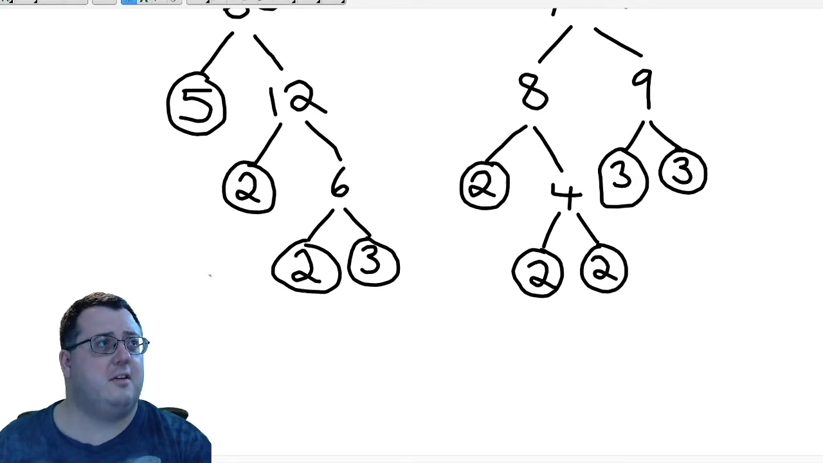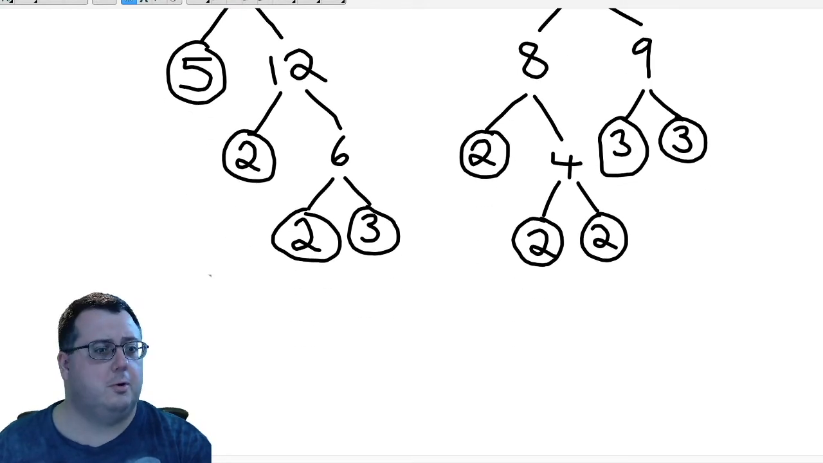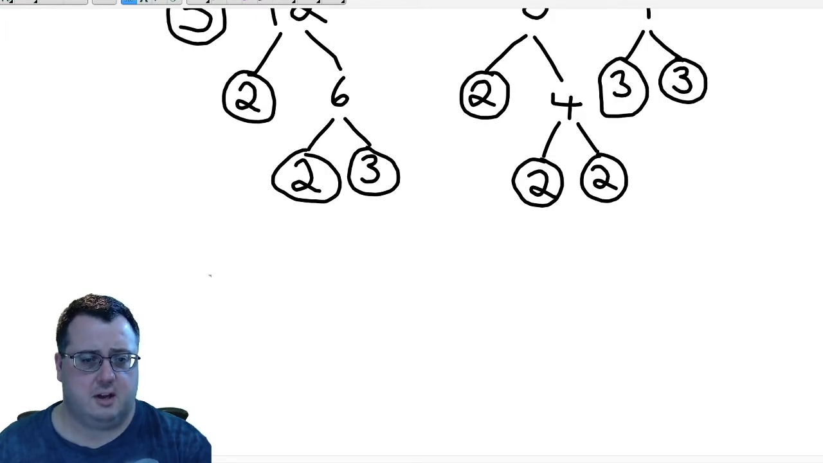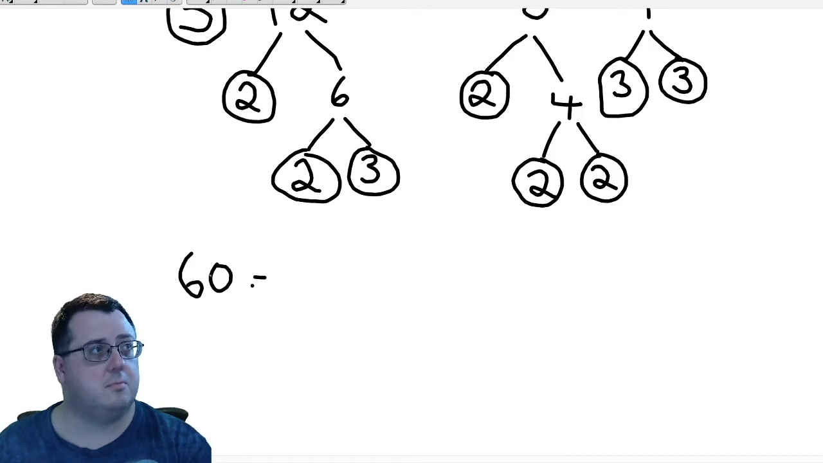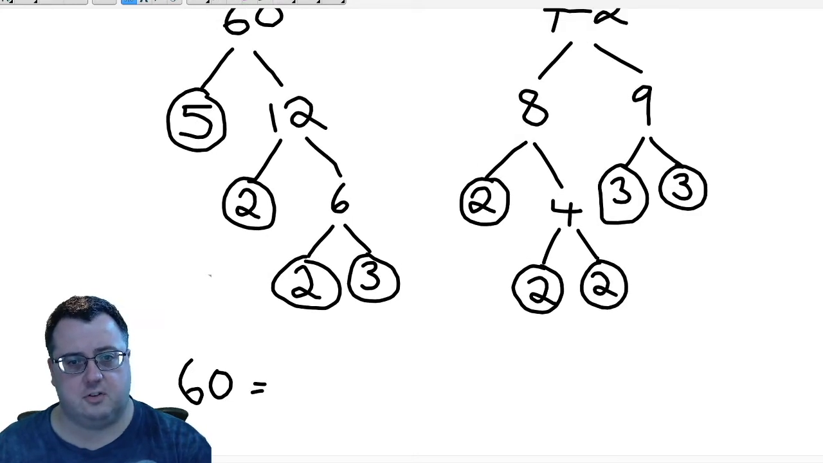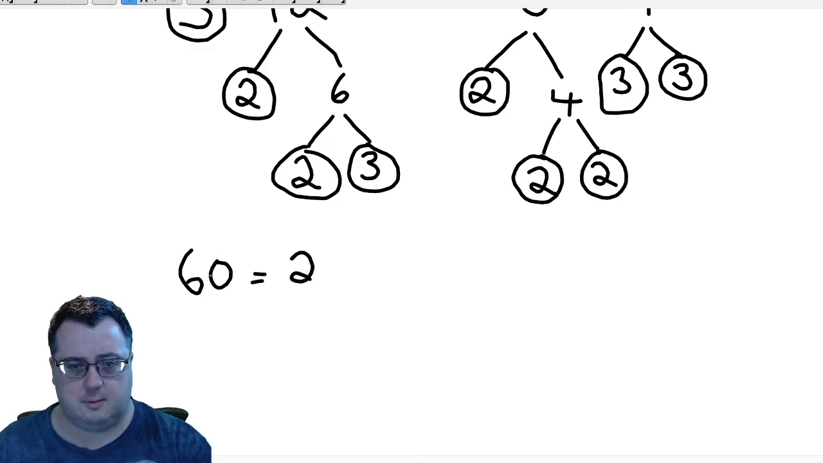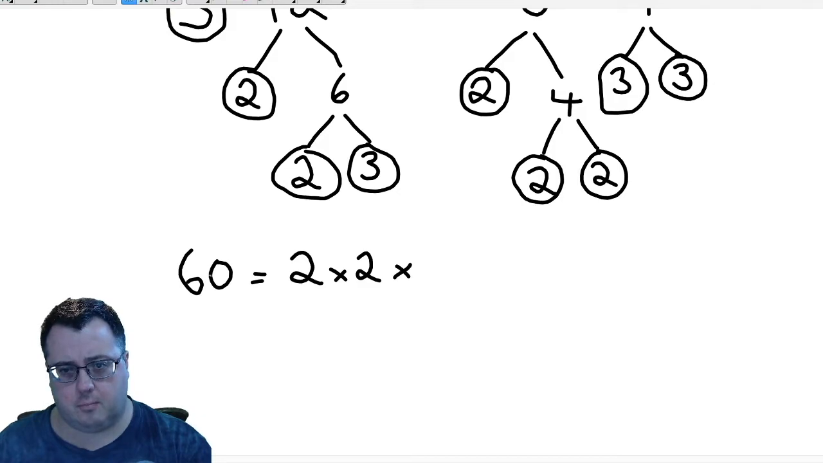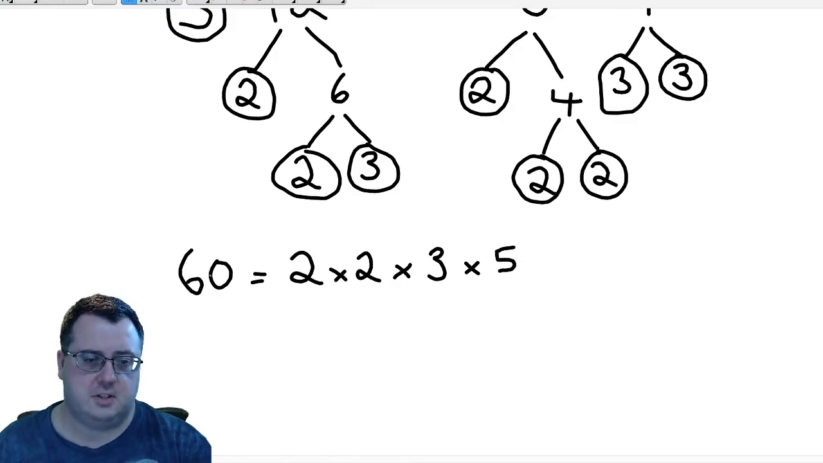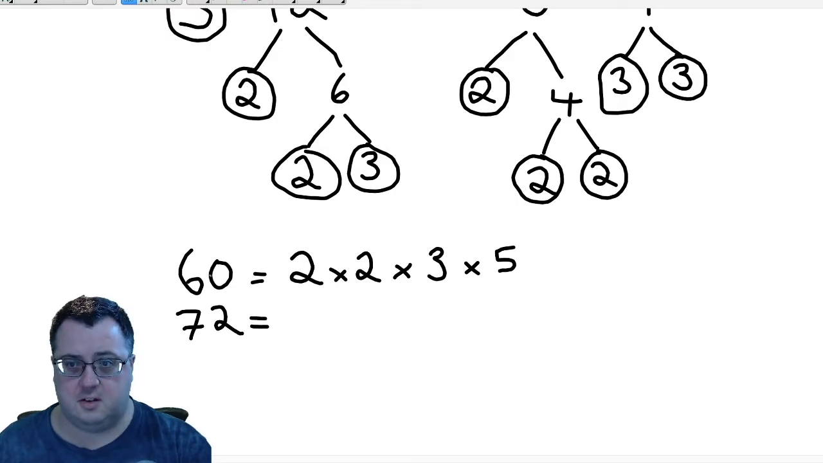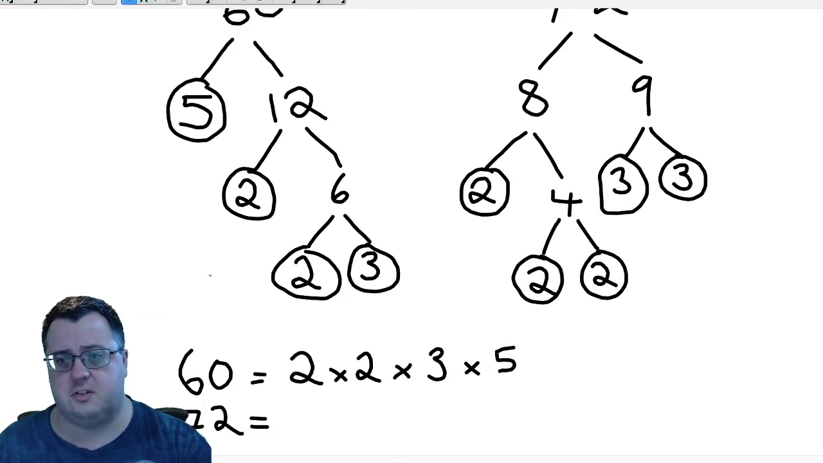So now, to make things a little bit more straightforward, I can say, well, 60 equals, how many 2s have I got? I've got 2 2s for 60, so it's 2 times 2 times 3 times 5. And 72 is 3 2s and 2 3s.